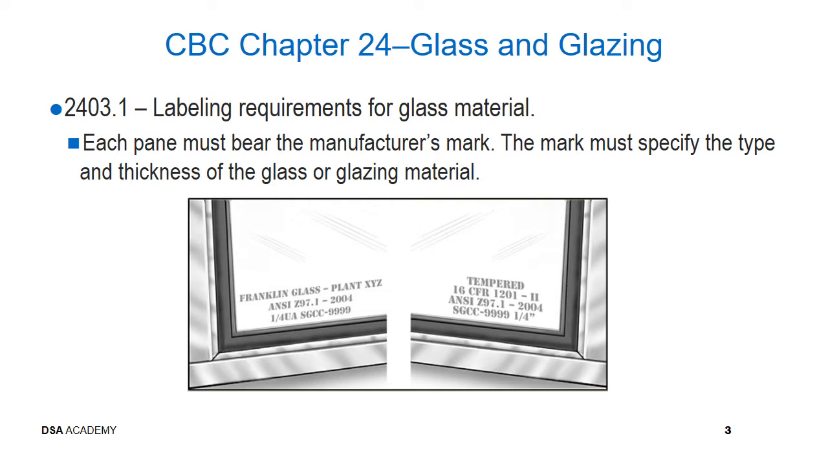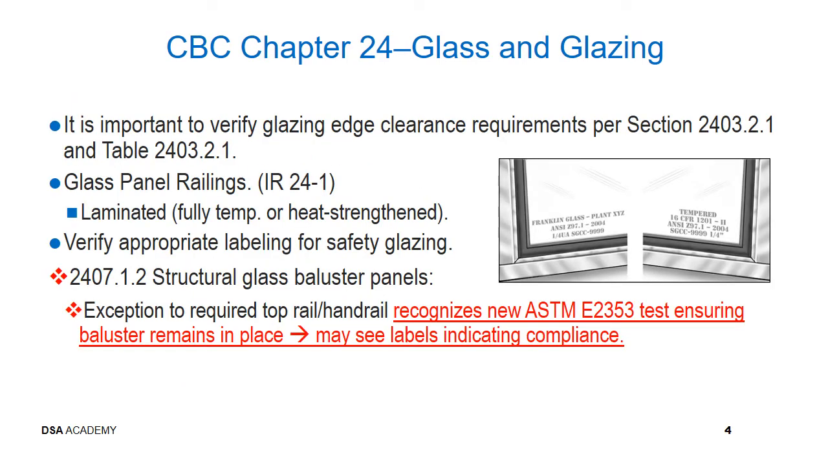Section 2403.1 requires that each pane must bear the manufacturer's mark designating the type and thickness of the glass or glazing material. Continue on CBC Chapter 24. It is important to verify glazing edge clearance requirements per Section 2403.2.1 and Table 2403.2.1. CBC Section 2407 talks about requirements for glass in handrails and guards.